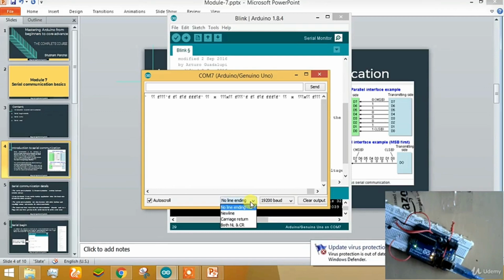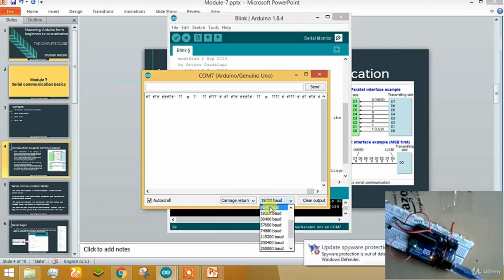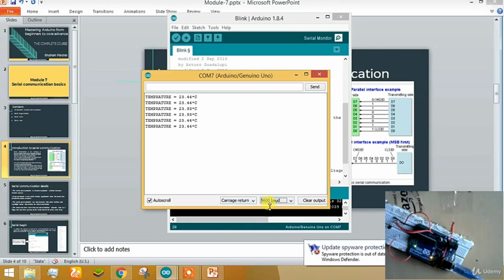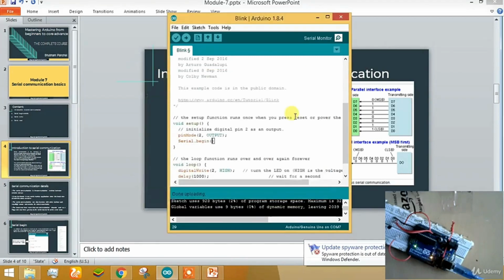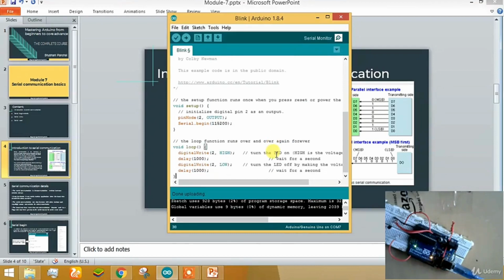And there are other options, such as new line and so on, for the communication. You can see here, and let's set it to 9600, and you can see that the communication is done properly. To begin serial communication, just write Serial.begin and give it a baud rate of 9600. I am going to do an experiment. I am giving a 115200 baud rate.